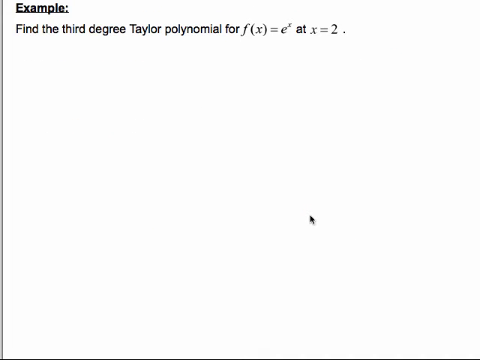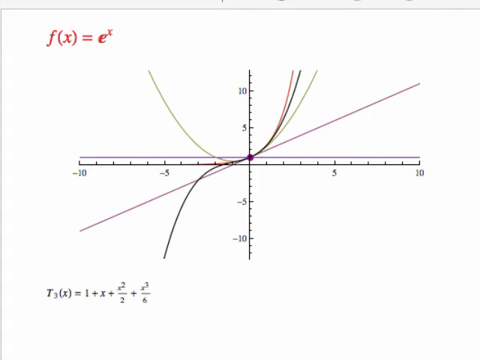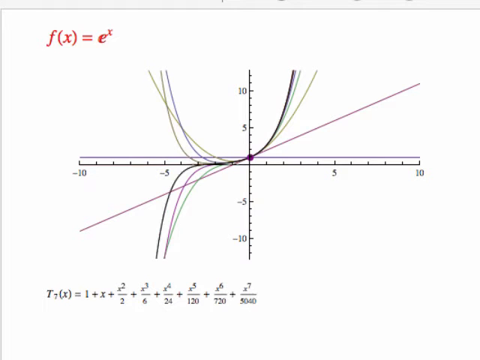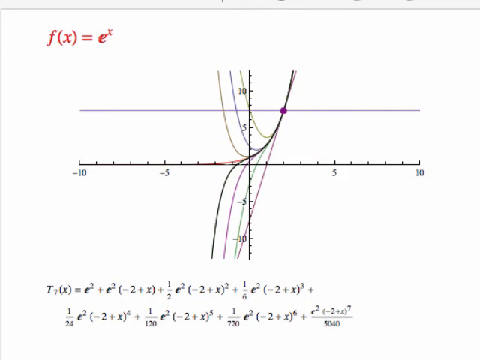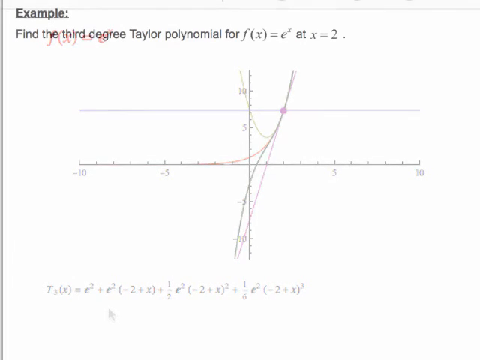So let's find the third degree Taylor polynomial for f of x equals e to the x at x equals 2. Just in terms of visualizing this, I don't want my center to be x equals 0 as you see the polynomials centered here. Those would be Maclaurin polynomials. I want them to be centered at x equals 2. And we want to come up with the third degree equation, which you can see here. This is what we're going to develop through our formula.